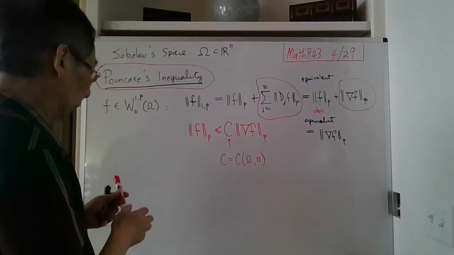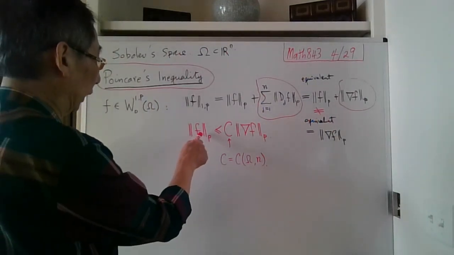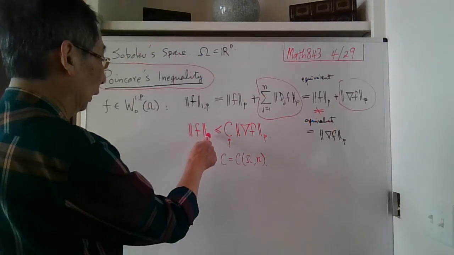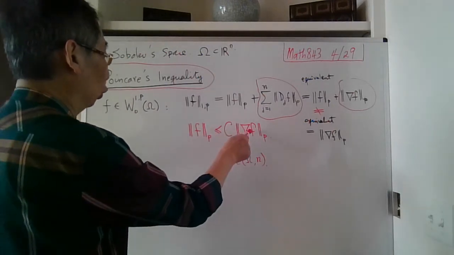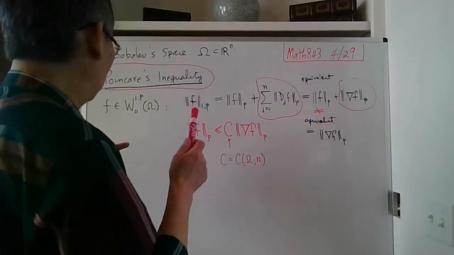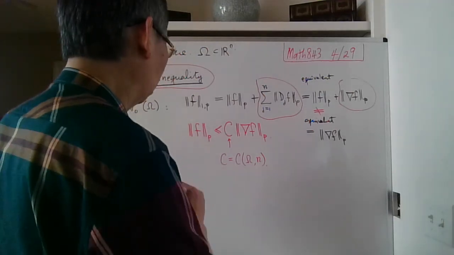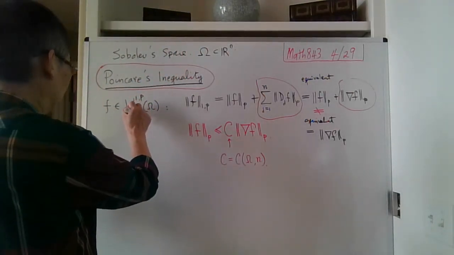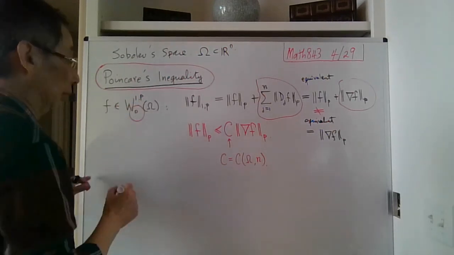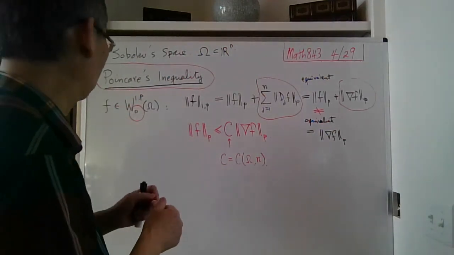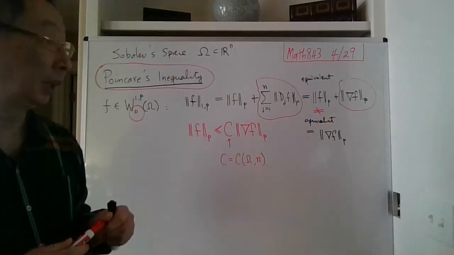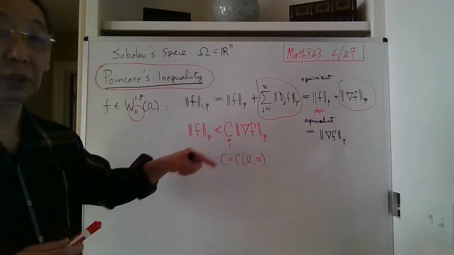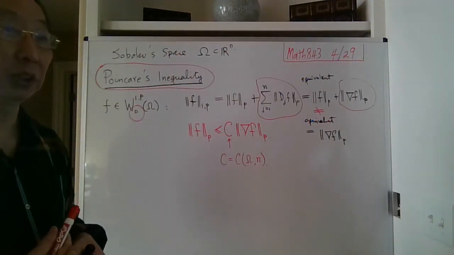So the proof is we're going to show that the L^p norm of f is controlled by its derivative. In this proof, we can have this result. The main reason is because we have a zero here. We're talking about the W_0^{1,p} space. We have this result. Now without the zero, this is not going to be true.